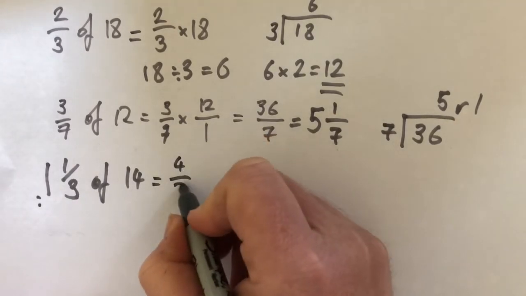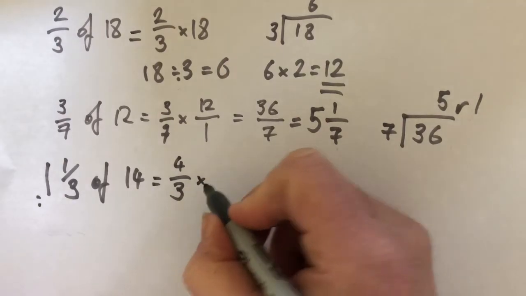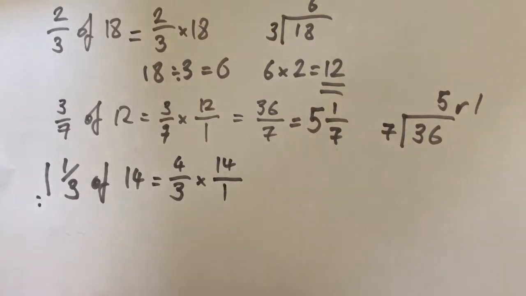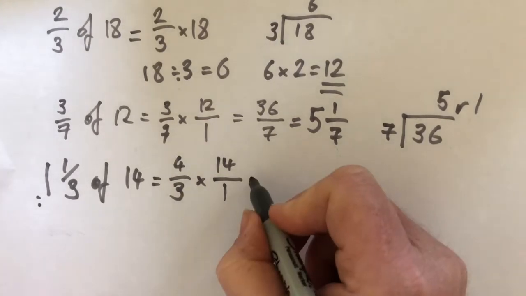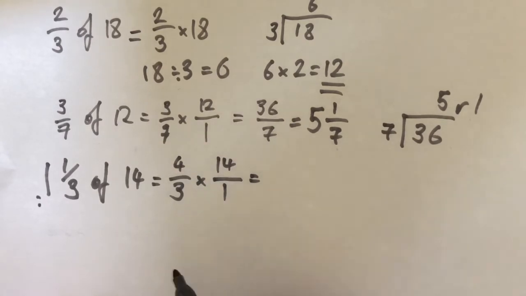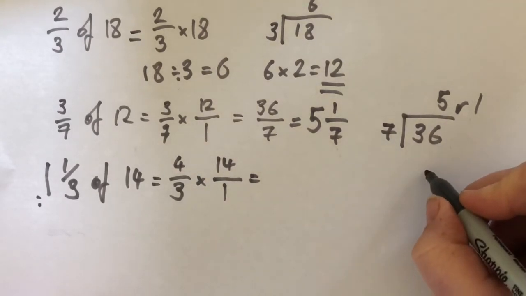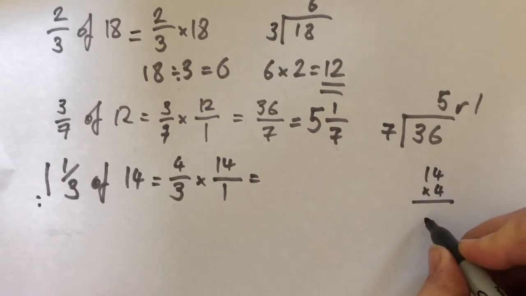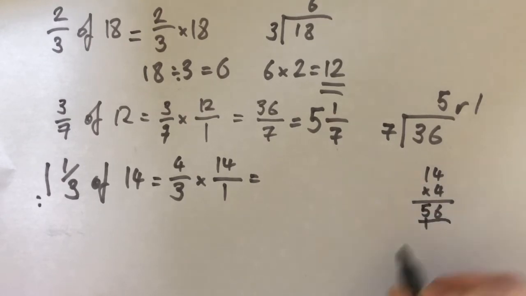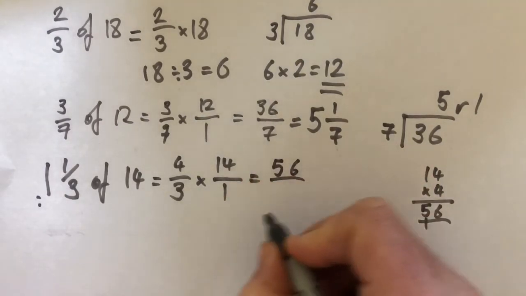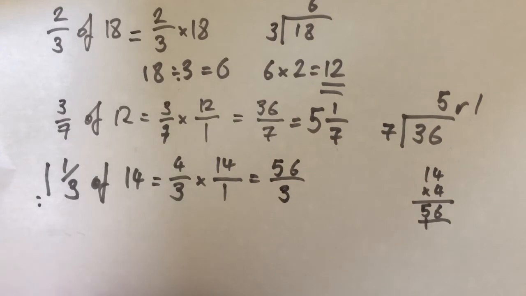So this becomes 4/3 multiplied by 14. And just like we did before, we write this 14 as a fraction, 14 over 1. So we need to know what 4 times 14 is. Well, I can't do that one in my head, so I'm quickly going to write it here. 4 times 4 is 16, 1 times 4 is 4, plus 1 is 5, so we get 56. So we get 56 on the top, and 3 times 1 is 3 on the bottom.